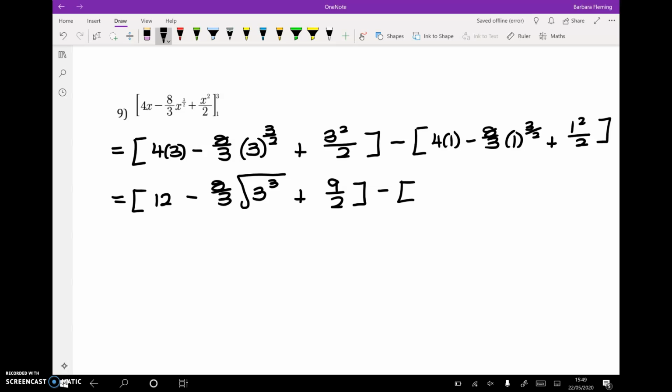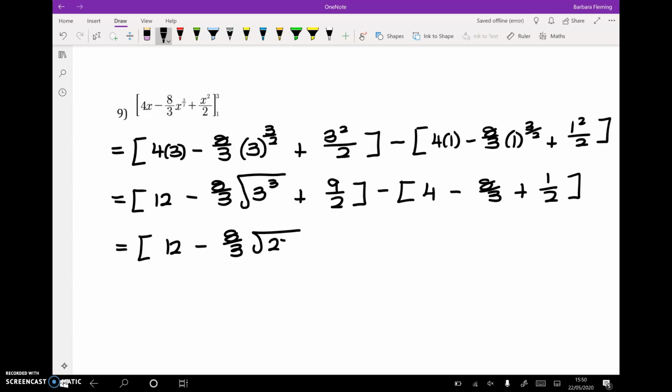Take away. 4 times by 1 is 4, minus 8 over 3. 1 to the power of anything is just going to be 1, and 8 over 3 times by 1 is just 8 over 3, so I can just leave that. Plus 1 squared is 1 over 2. So neater on that side, thankfully. Okay, tidying this up further. We have 12, take away 8 over 3. We've got our square root. 3 cubed, 3 times by 3 is 9, times by 3 is 27. Plus 9 over 2.